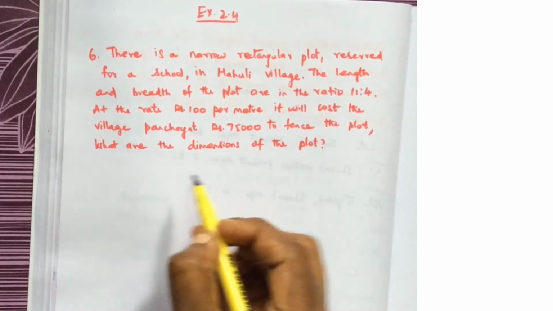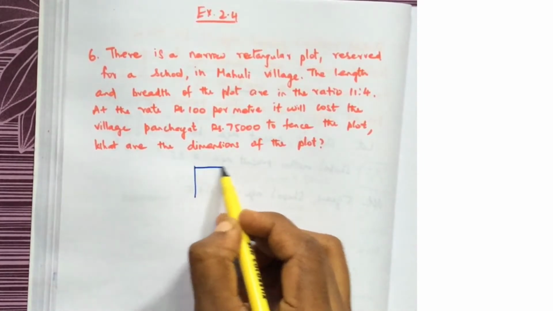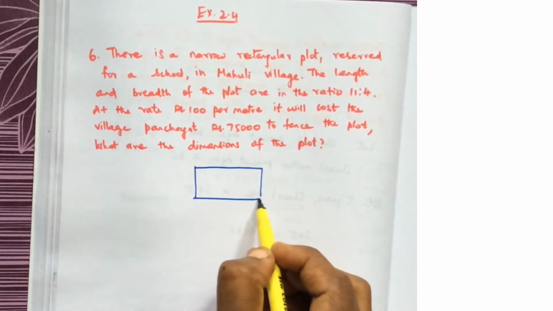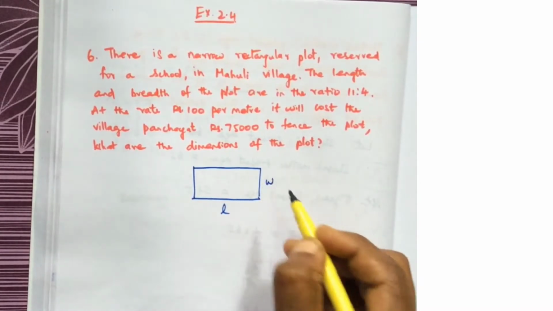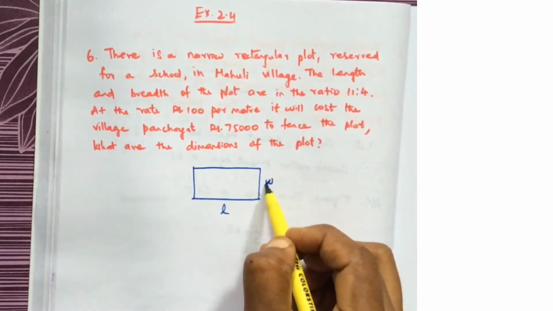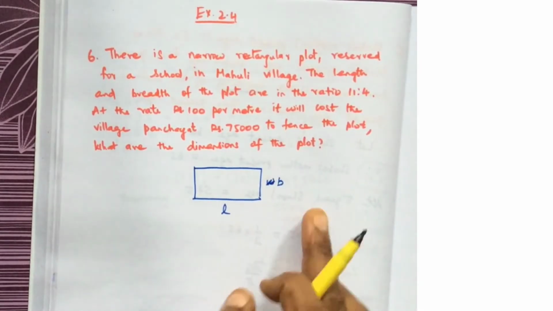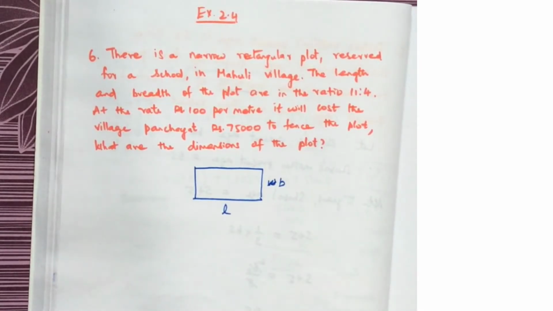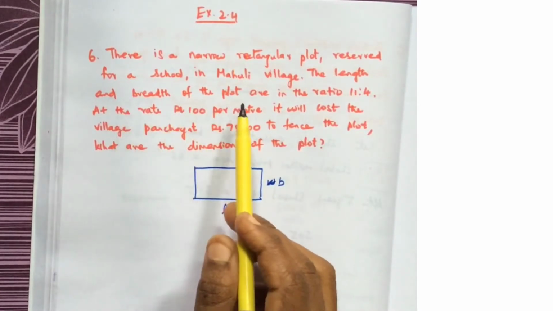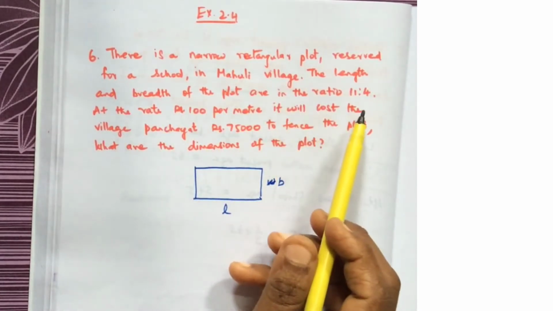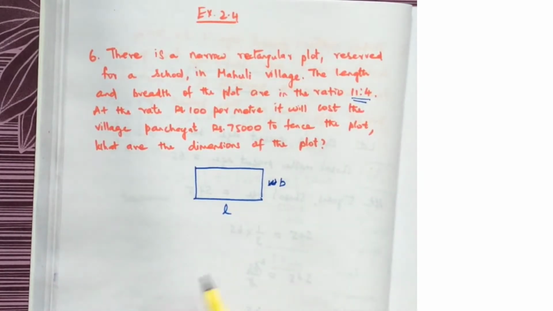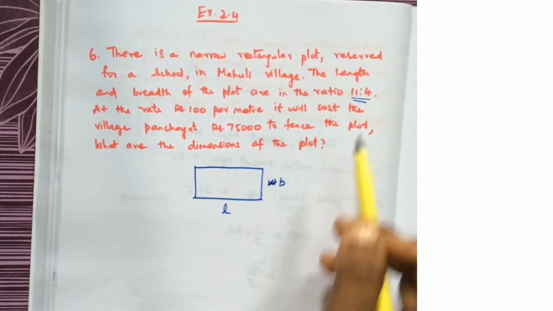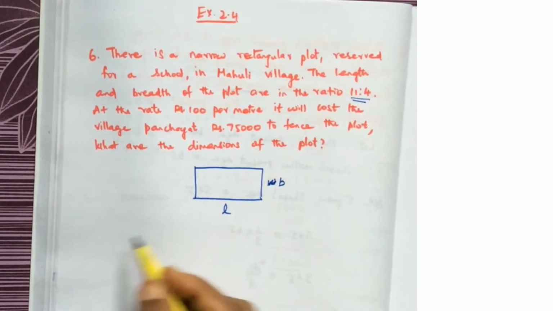First let me draw the plot. Okay, this is length and this is width or breadth. We can take it as breadth. This is length and this is breadth of the rectangular plot. The length and breadth of the plot are in the ratio 11:4. So here it is given in ratio, so we can convert to original numbers by multiplying it by x.